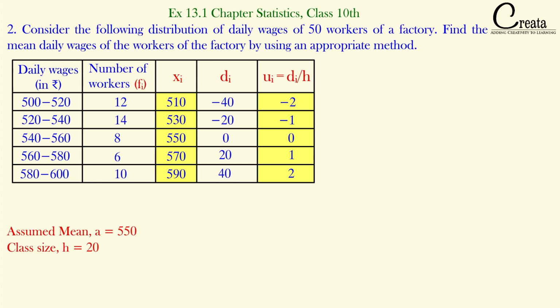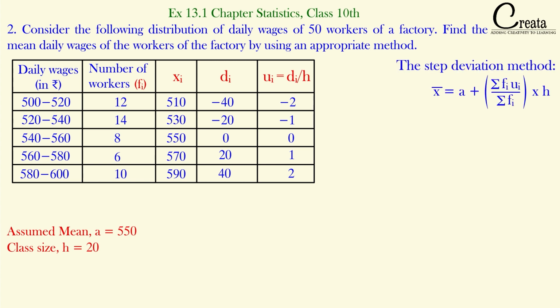We can also compare ui with di. Here di is still larger, like 40, 20, minus 20, minus 40. Ultimately, the value of ui is very simple. Our calculation became very simple. So we will go with the third method, that is the step deviation method.